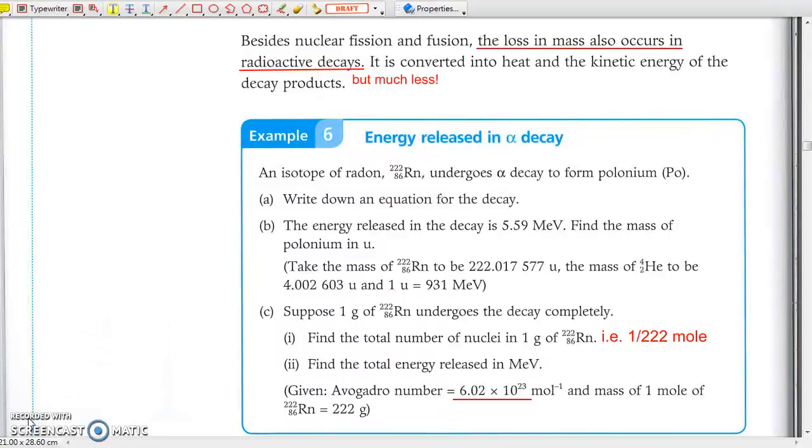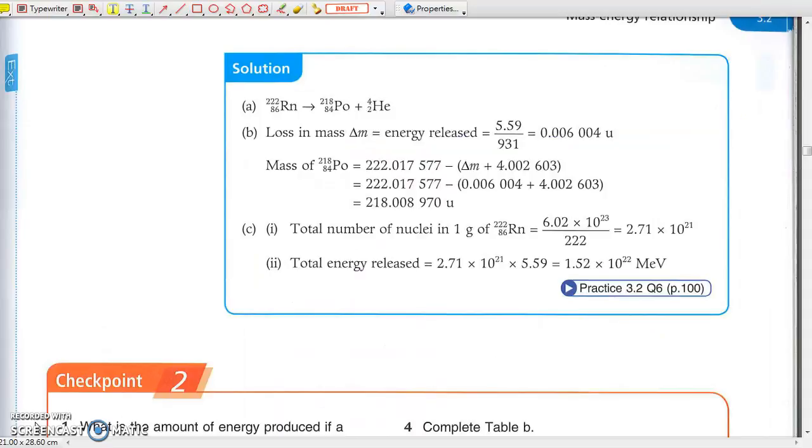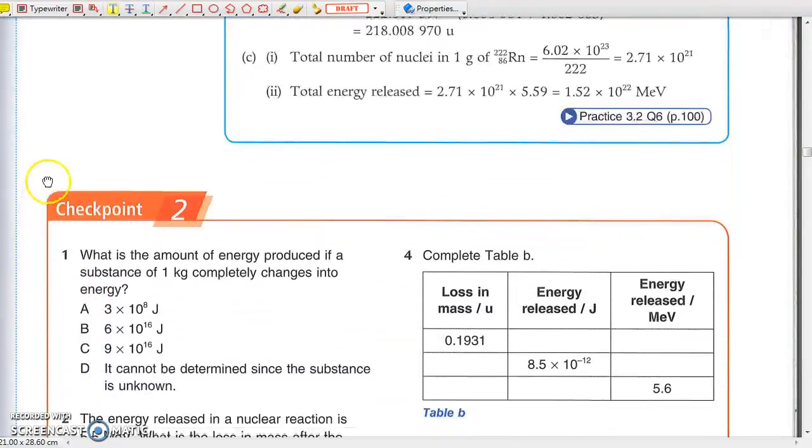In this example, you have to find the number of nuclei in 1 gram of radon-222. You have to find the number of moles first, which is 1 over 222. And then, as 1 mole means 6.02 times 10 to the power 23 nuclei, you may then calculate the required number of nuclei. I suppose the chemistry students know it quite well. And if you don't, please feel free to ask your physics teacher. Do check point 2 below.